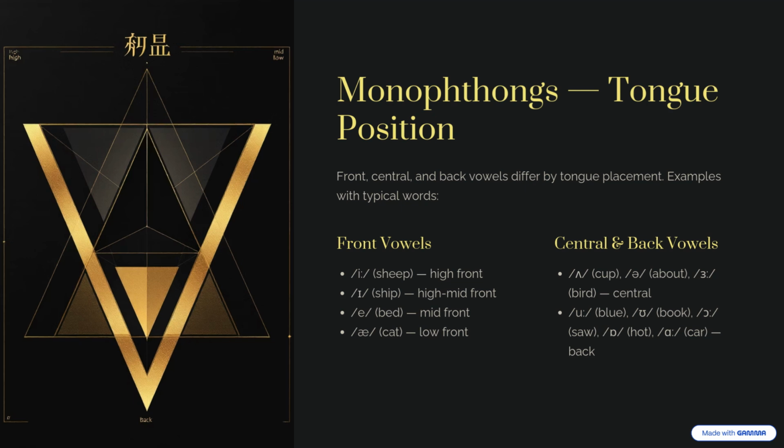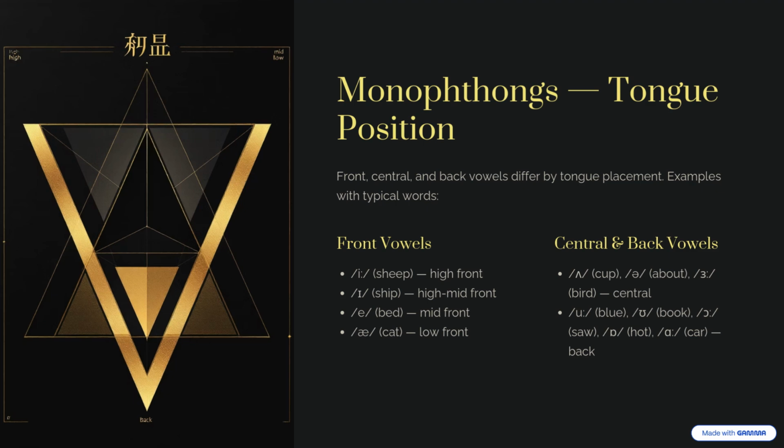Next are central vowels, where the tongue is positioned in the middle of the mouth. Examples: as in cup. Example: I drank a cup of coffee. As in about. Example: tell me about your trip. As in bird. Example: the bird is singing beautifully.